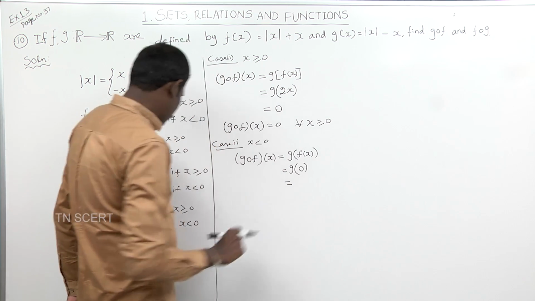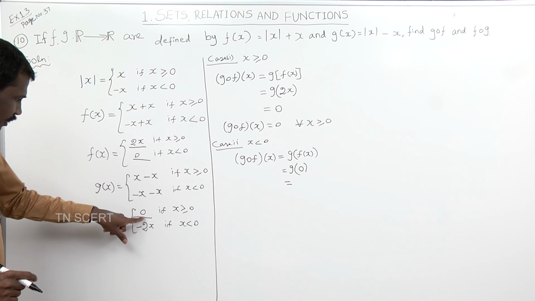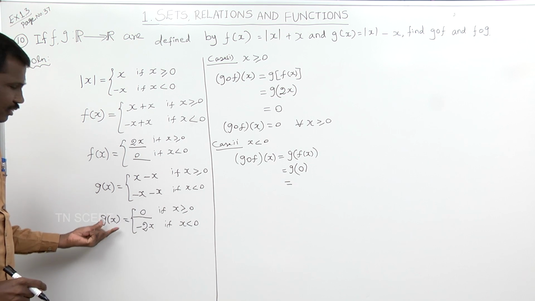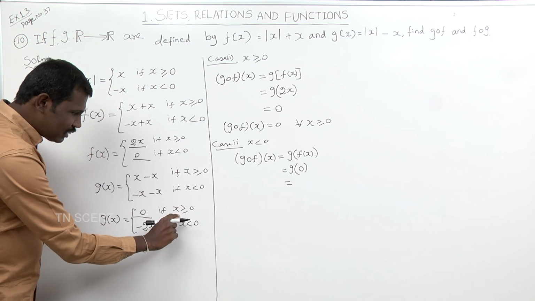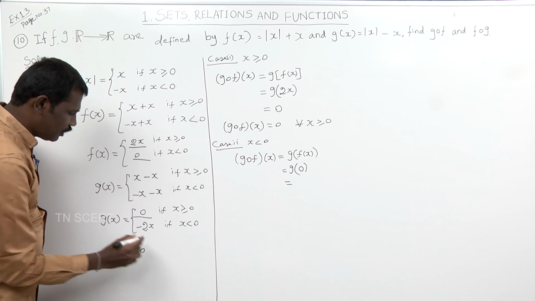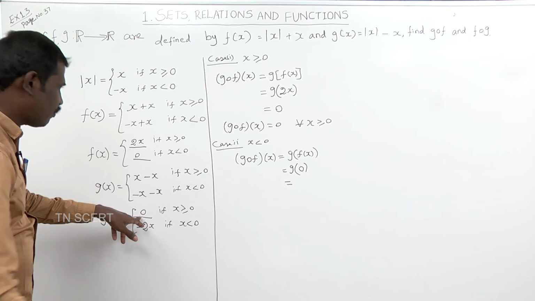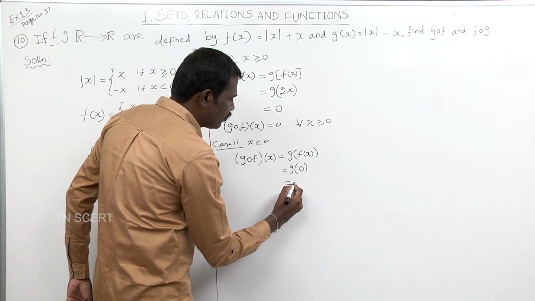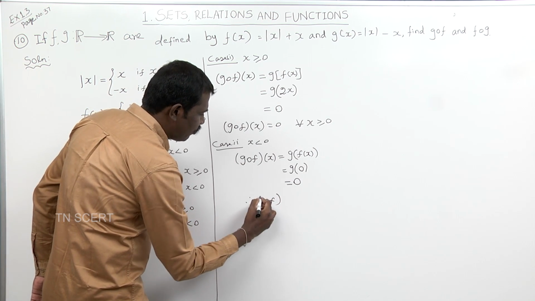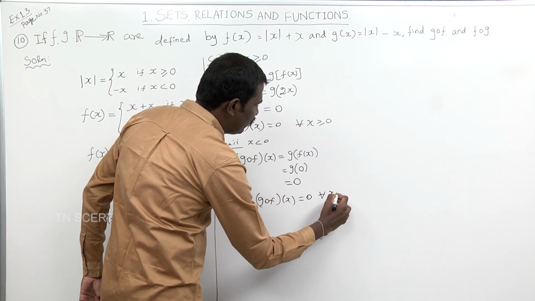Again, what is the value of g of 0? For g of 0, we have to use this value, because whenever x is greater than or equal to 0, g of x is simply 0. So, if you substitute 0 here, g of 0 is also 0. By using this definition, g of 0 becomes 0. Therefore, g composite f of x is equal to 0 for all x less than 0.